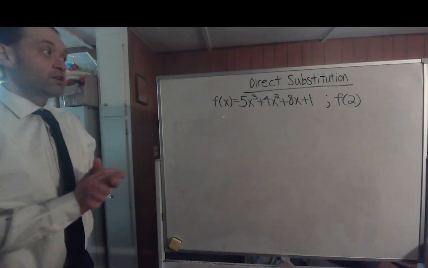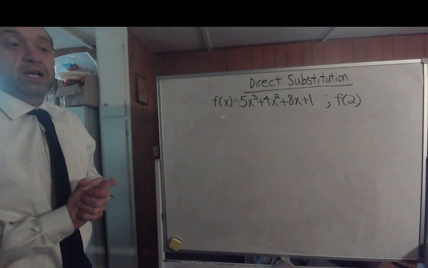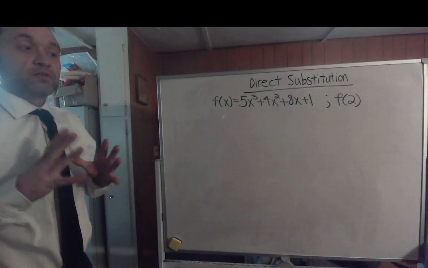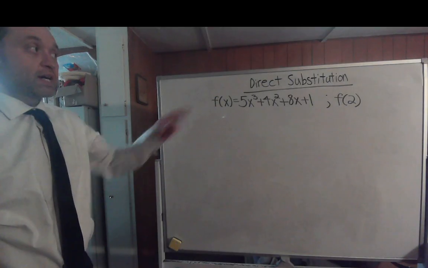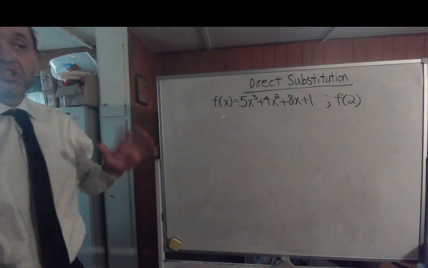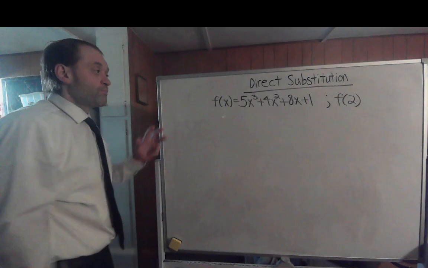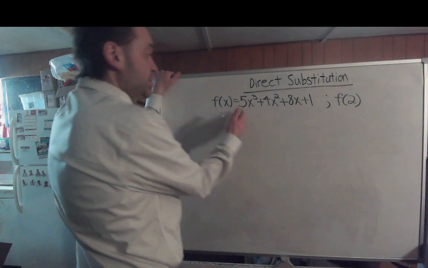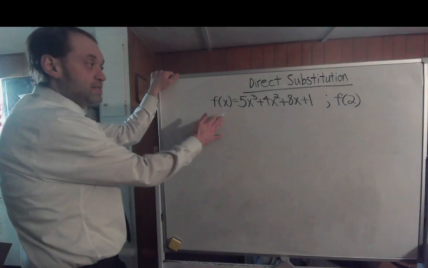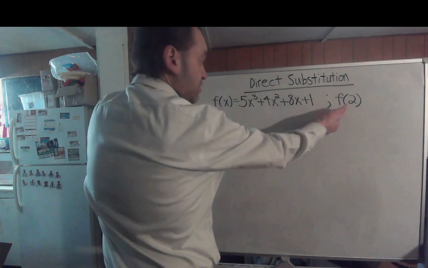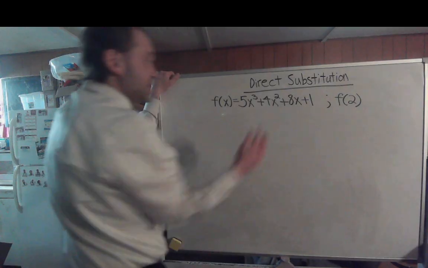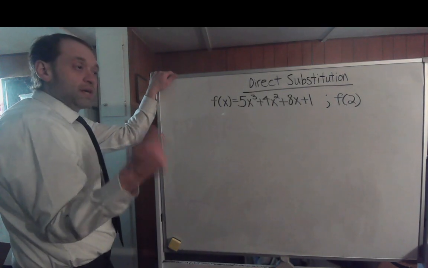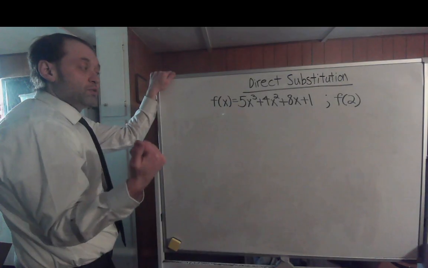So today we are going to talk about evaluating polynomial functions. There are two methods for evaluating them. One is called direct substitution, which everyone should be familiar with. The first method is here you have some function f of x, and you're given a certain value, f of 2 in this case, where you evaluate the function at x equals 2.